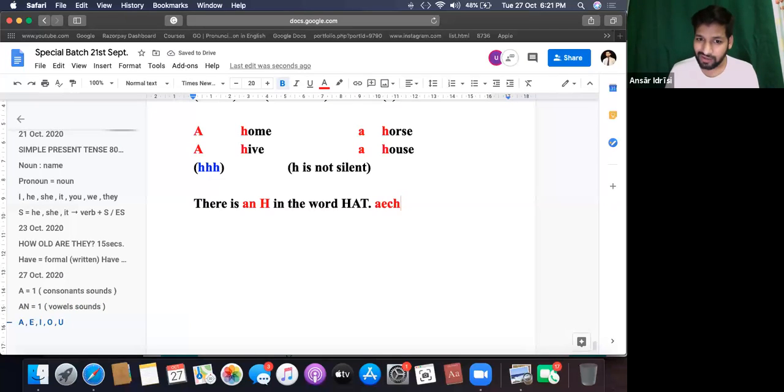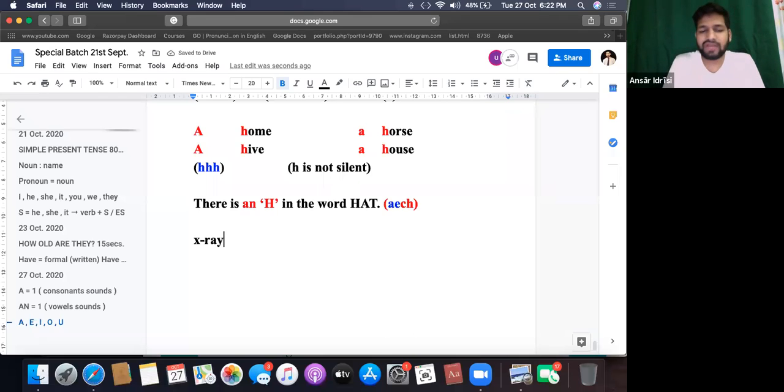What am I saying there? There is an H. There is one H in the word hat. So how does the sound of H come there? H, H, H, and that's a vowel sound there. And for a vowel sound, what will I put there? N. So now, guys, we are going to use N for a singular countable noun beginning with a vowel sound.